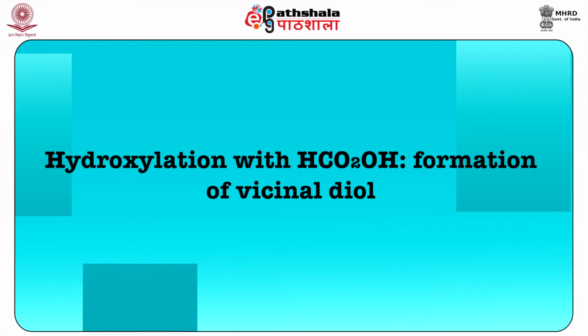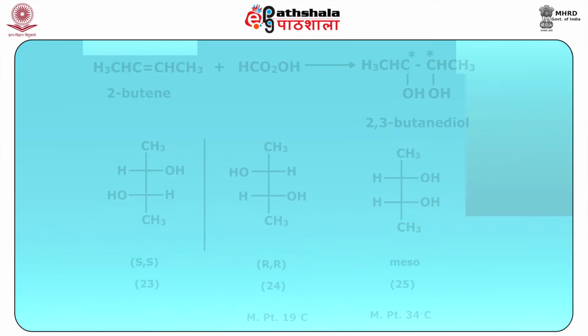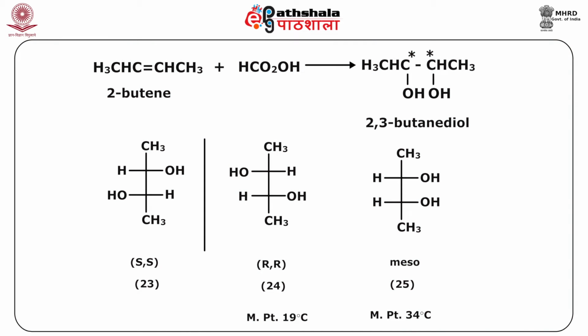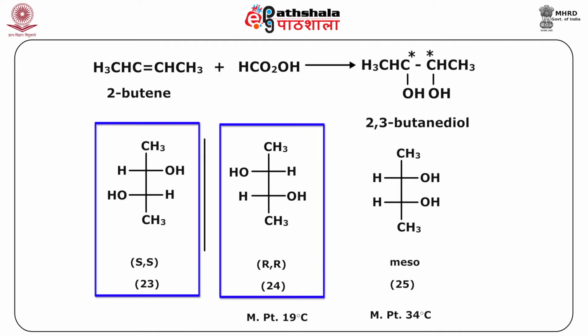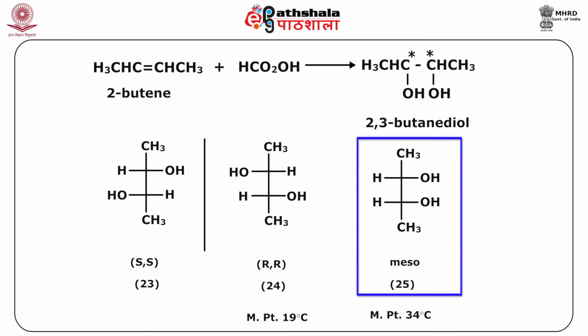Hydroxylation with HCOOH, formation of vicinal diol. Oxidation with HCOOH gives the opposite product, meaning oxidation of cis-2-butene with HCOOH gives SS and RR 2,3-dihydroxybutane, and oxidation of trans-2-butene with the given reagent gives meso 2,3-dihydroxybutane system.